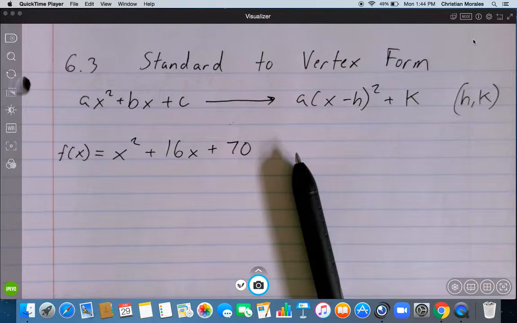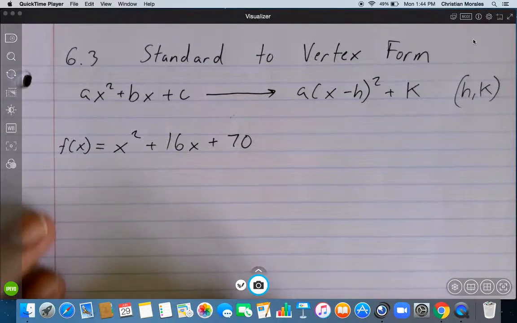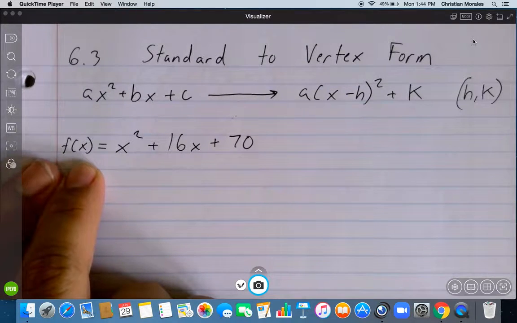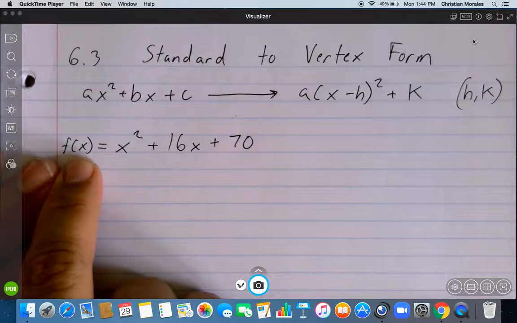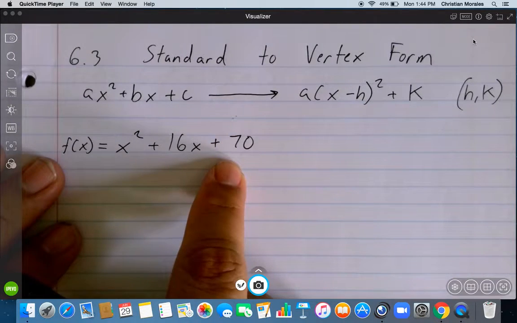Completing the square, 6.3. Now we're going to complete the square to turn the standard form equation into the vertex form equation. This is all still using the same stuff that we learned from the other two lessons, but we're going to write it in a different way. Instead of it being set equal to 0, it's set equal to the function, either a y or f of x.